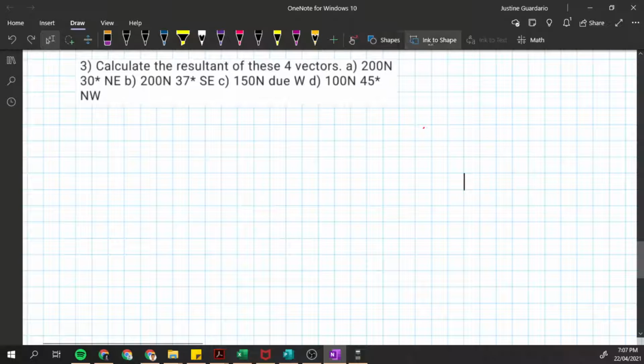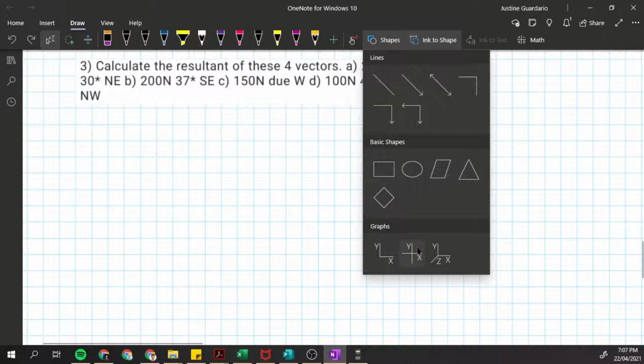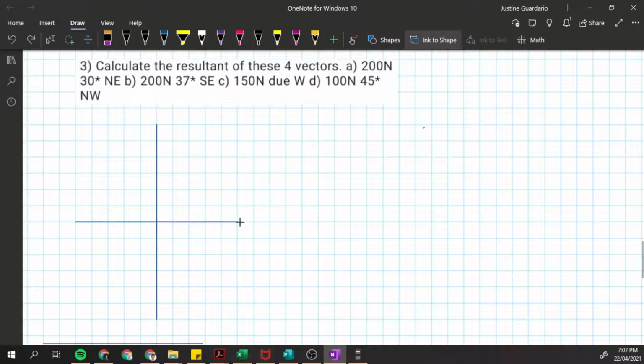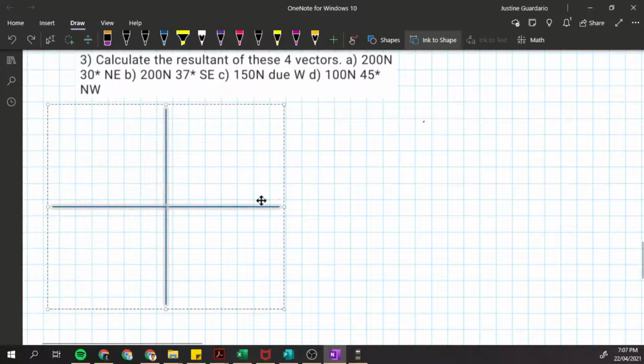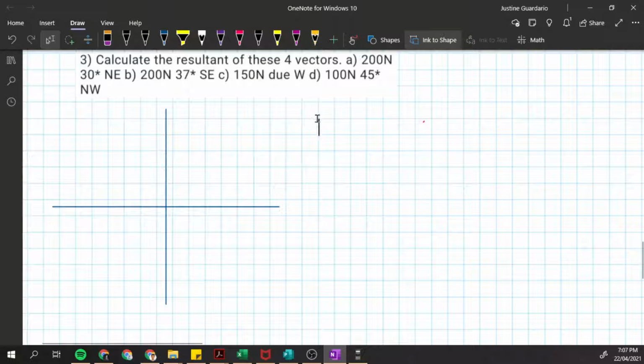Okay. So the first thing we need to do is set up our coordinate system. Kasi dito tayo magagawa ng vector natin. Then, lagay natin yung una nating vector. Yung una nating vector is 200 Newton, 30 degrees north of east. So, lagay pala natin dito yung mga north. We have here the east, we have here the south, and we have here the west.